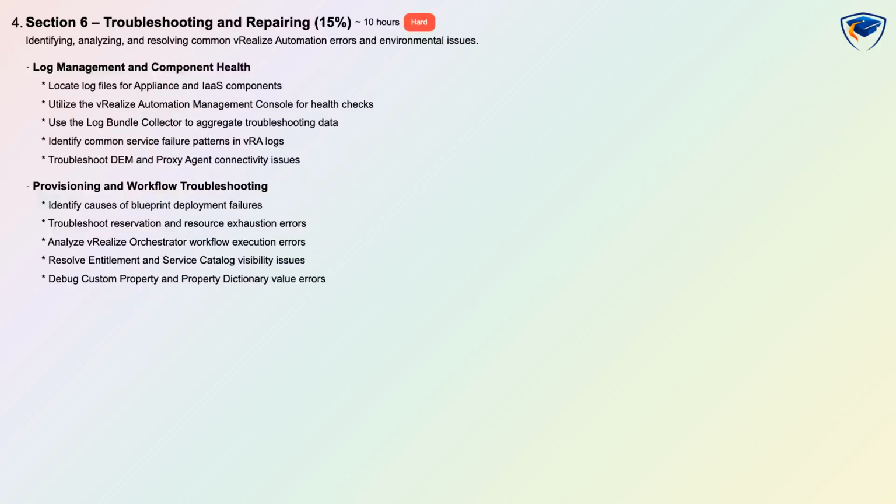Section 6 Troubleshooting and Repairing is 15%, rated hard, with an estimated 10 hours of learning and scenario-based assessments. You will learn log management and component health checks by locating appliance and IaaS logs, using the management console, and collecting log bundles for analysis. The domain trains you to identify common service failure patterns, troubleshoot DEM and proxy agent connectivity, and run health validations.